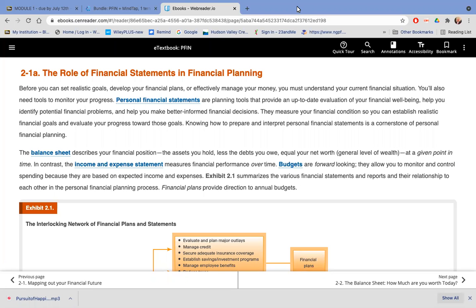This is Professor Rujo Moreno with an overview of Learning Objective 1 in Chapter 2. This is very brief. It goes over personal financial statements, which you'll be practicing in this chapter.